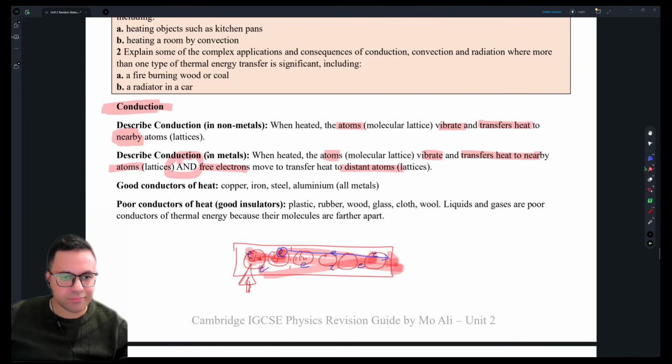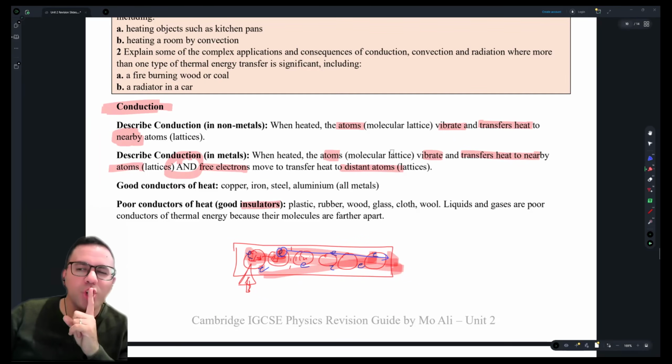Okay? So you know what good conductors are. All metals. I'm sure you're familiar with copper and iron and steel and constantan and nickel and chrome and aluminum. Bad conductors are also called insulators, and are things like plastic and rubber and wood and glass and liquids and gases. All of these are bad conductors of heat.